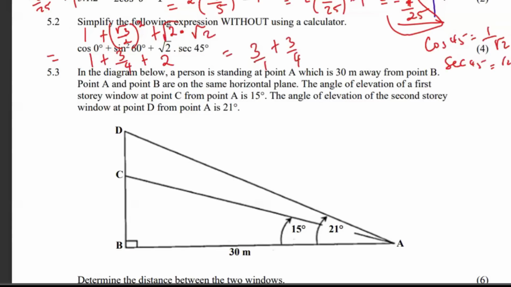Do your algebra of the fractions. So that is 12 plus 3, which is 15 over 4. So that is what I'm getting as my final answer. All right, so any questions, you can put them under the comment section, and then we shall see.